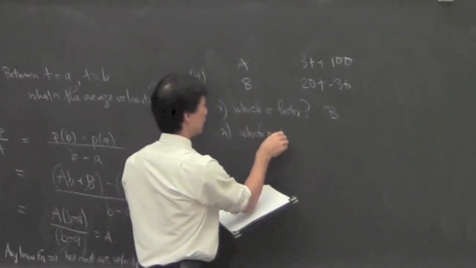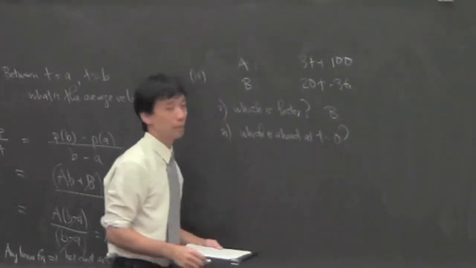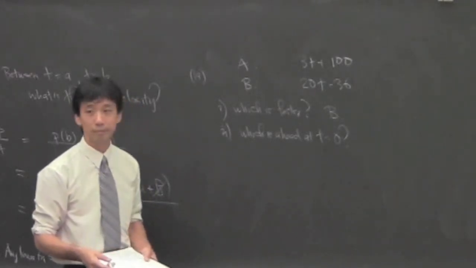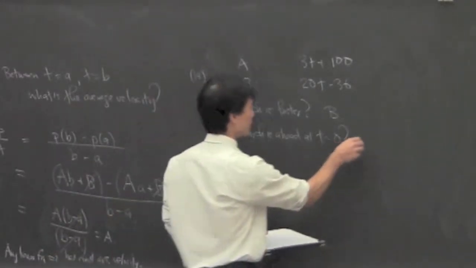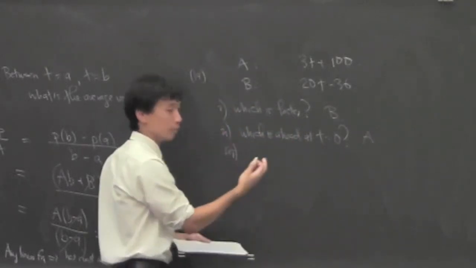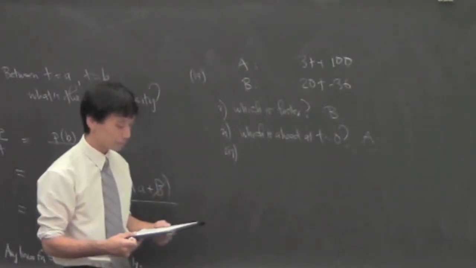Which is ahead at time 0? Again, it's just something you look at. A, because at time 0, A is at 100, and B is 36 units behind the beginning of the race.